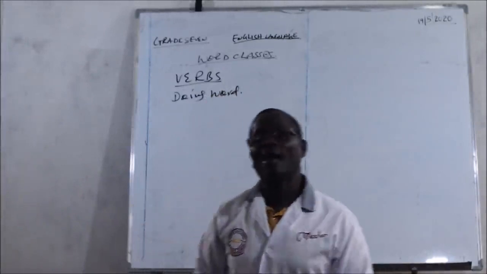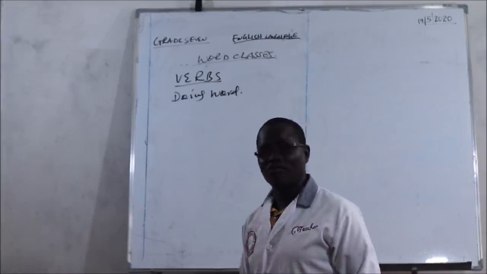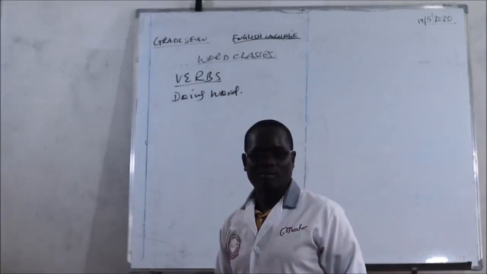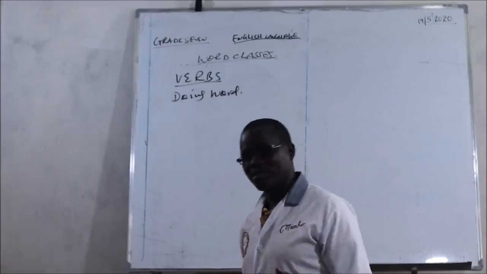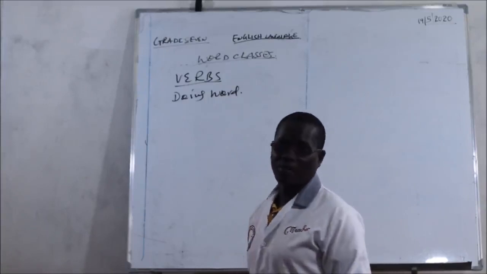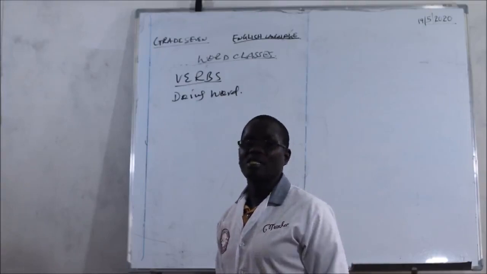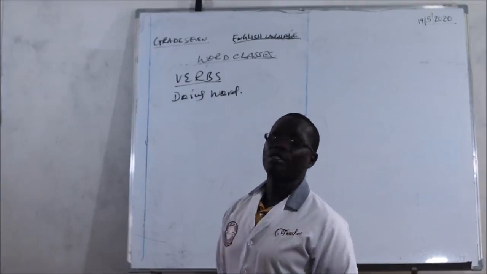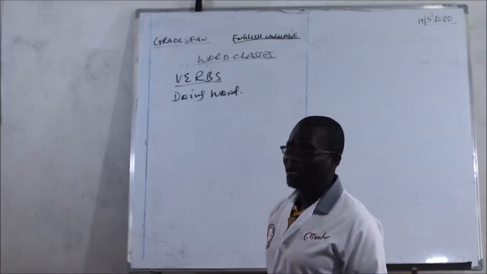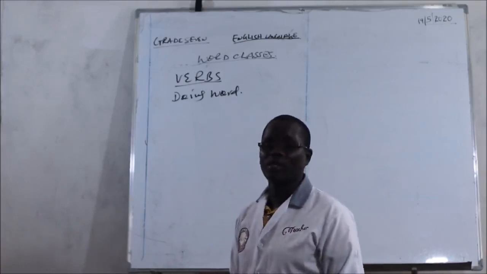We are calling a verb a doing word due to the fact that it shows actions that we normally perform. In other words, a verb is a word which shows actions that we normally perform. Which actions? Doing several things: eating, digging, washing, swimming, writing, reading, and other things. Those are examples of words that show actions that we perform.